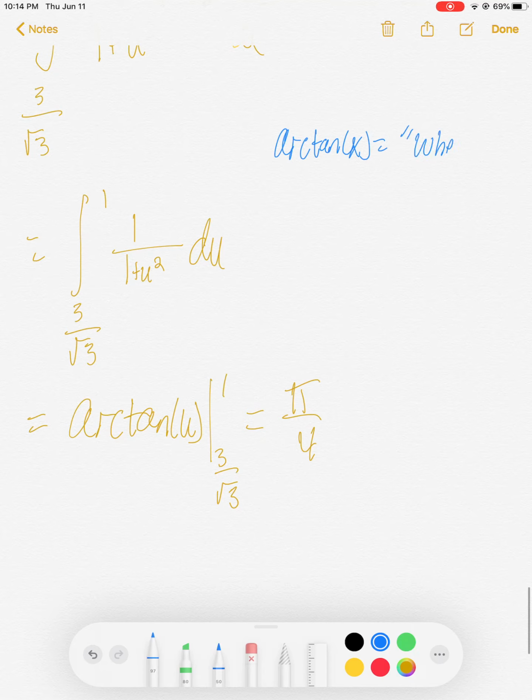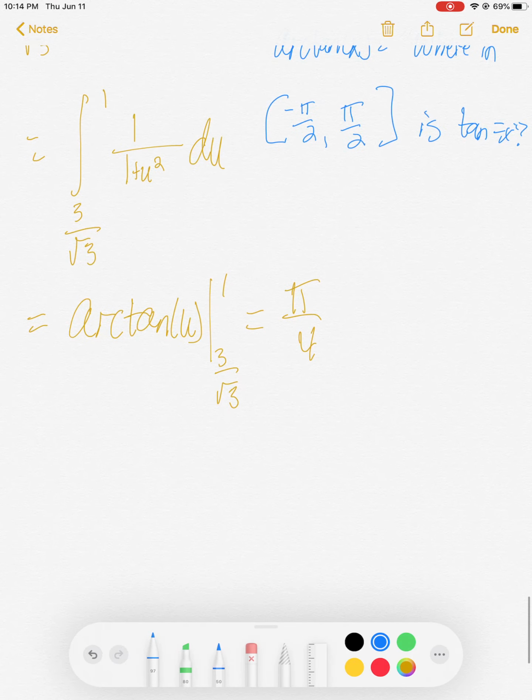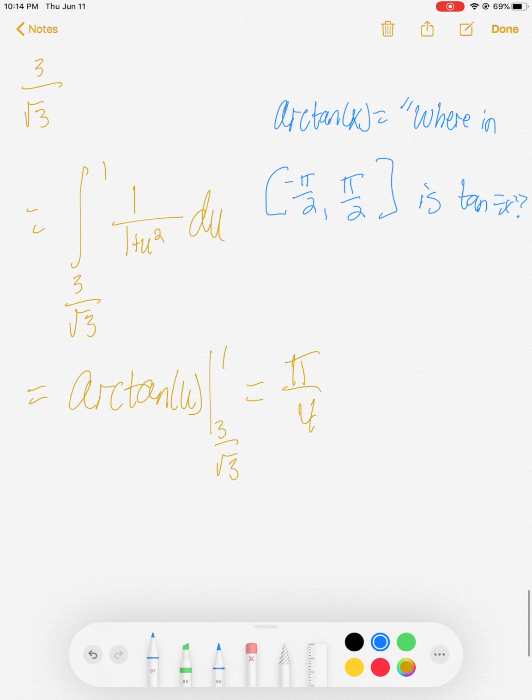Okay, so now we're going to use our arctangent knowledge. So arctangent of 1 is going to be pi over 4. Remember, arctangent is asking where in the interval negative pi over 2 to positive pi over 2. I guess I should write a quick reminder of this. Arctan x equals where in, I'll just write it as an interval.